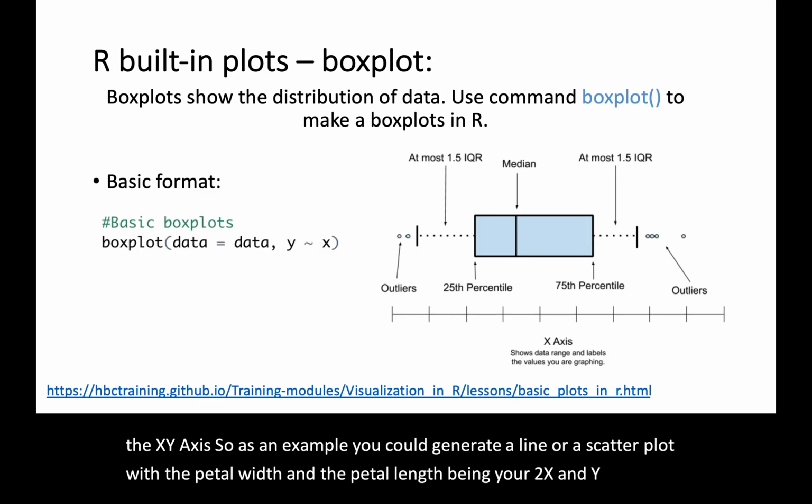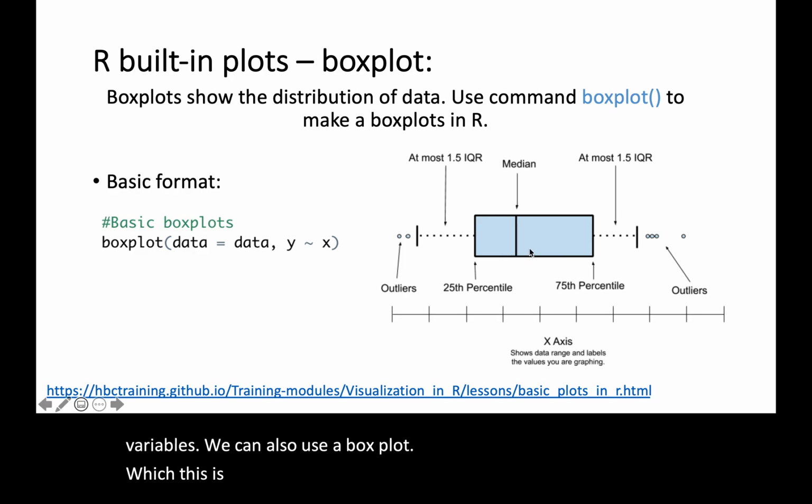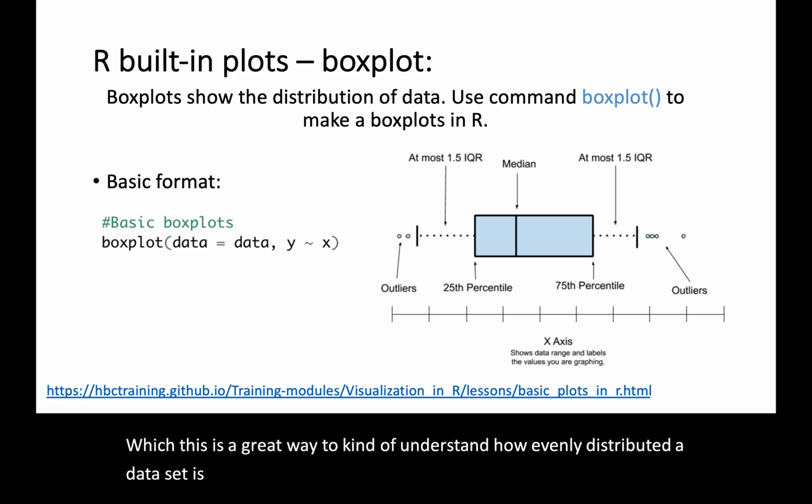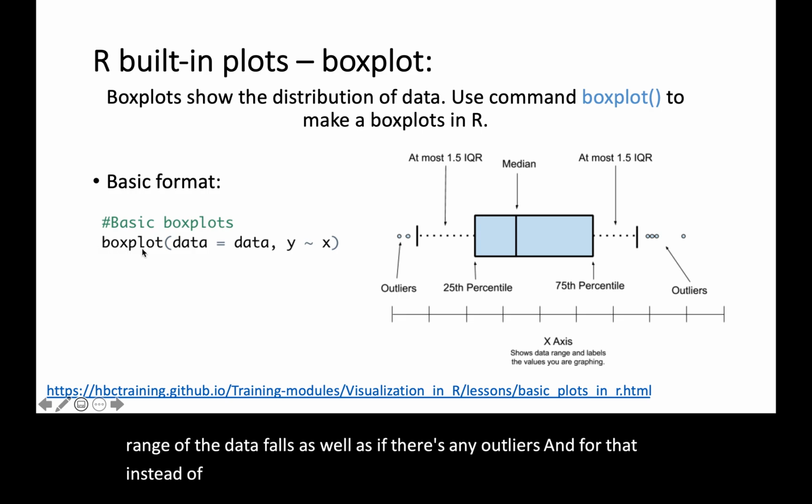We can also use a box plot, which is a great way to understand how evenly distributed a data set is. It will tell you the mean, the mode, where the general range of the data falls, as well as if there are any outliers. And for that, instead of plot, you write boxplot.